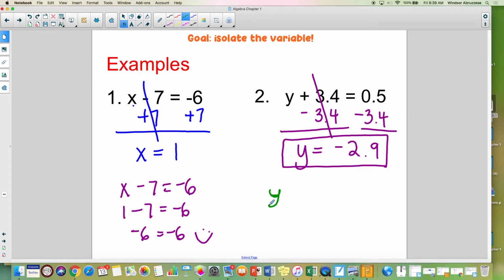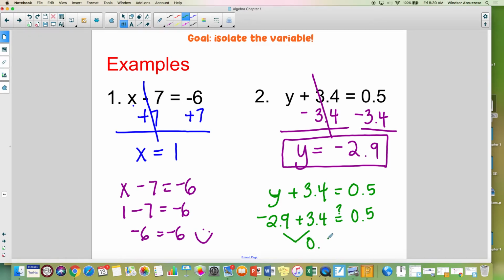And we're going to substitute it back in just to make sure. Let's write the original equation. Substitute in your negative 2 and 9 tenths plus 3 and 4 tenths. Does that equal 5 tenths? Well, negative 2 and 9 tenths plus 3 and 4 tenths is 5 tenths, which equals 5 tenths. We're good to go.